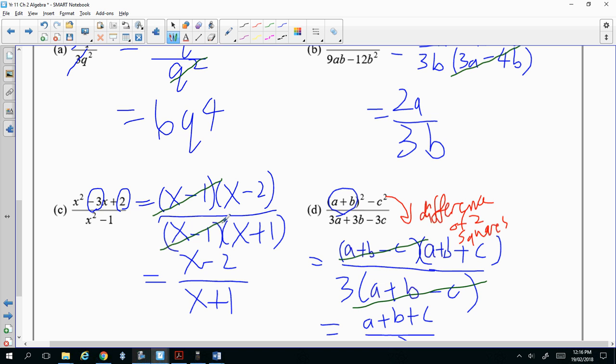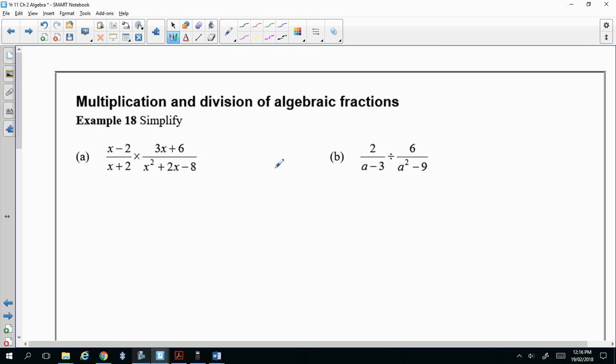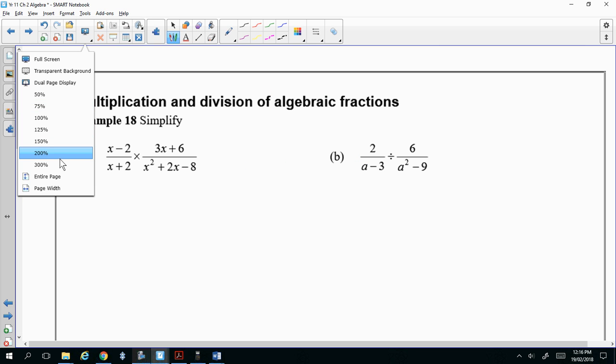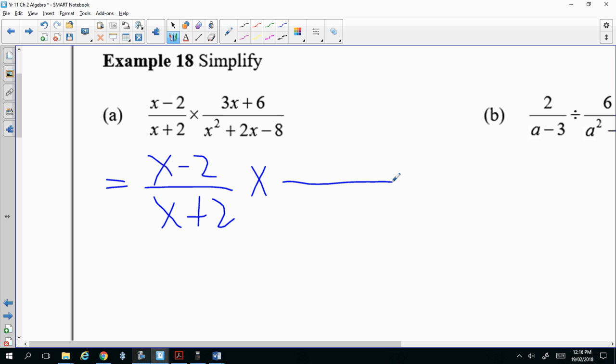The next section we're going to do is multiplying, dividing, and adding and subtracting. That's what we're going to do. So let's move on to the next page. We're on page 12 now. All right, timesing, same thing. We have to factorize before we times, so we can cancel things. So let's factorize the top. The top is 3 bracket x plus 2.